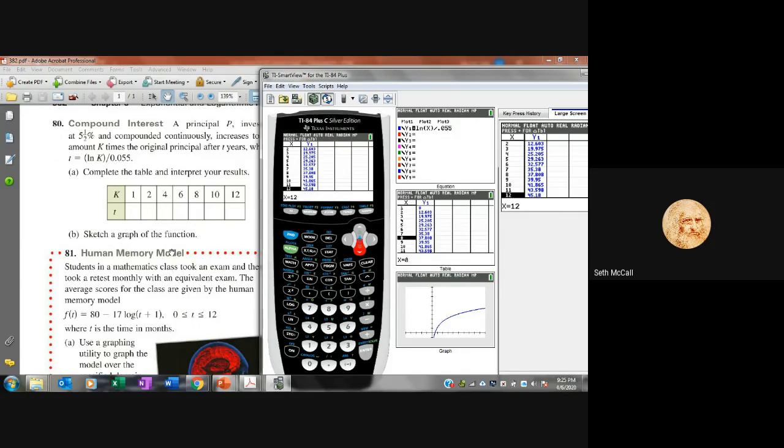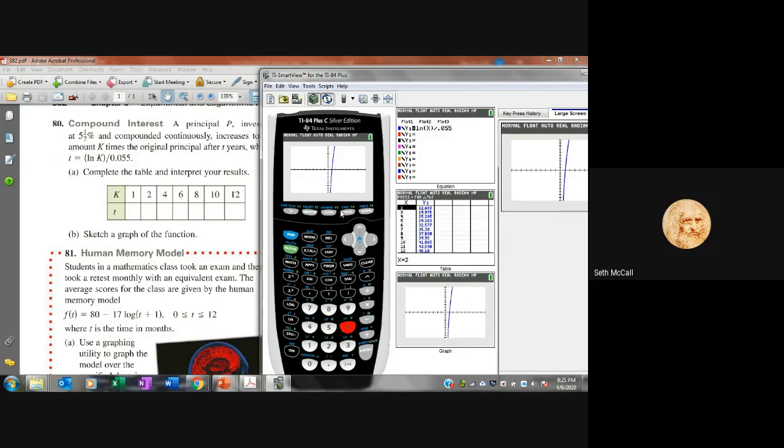Then it asks you to sketch a graph of the function. That can be easily accomplished by simply hitting zoom and then 6. And there's a graph of the function. If you wanted to zoom out a little bit, you could to see a little bit more of it, but I'm okay with that as well.